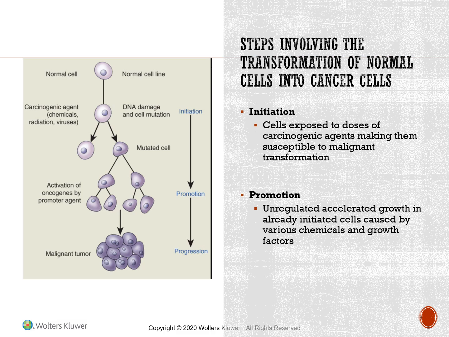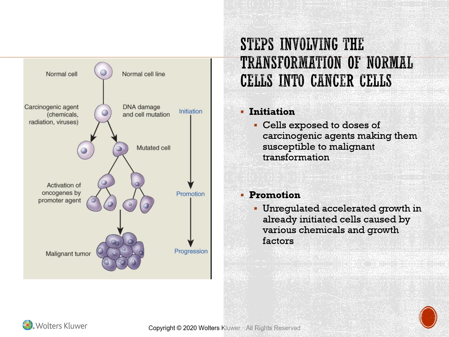So, how do those genetic changes lead to the abnormal cells that we see within cancer? There are several steps involved in that transformation of a normal cell, here's my little normal cell up here, into a cancer-causing cell. The first step is what we call initiation. During initiation, my normal cell is exposed to a dose of some kind of carcinogenic agent, and that makes them more susceptible to some kind of malignant transformation.